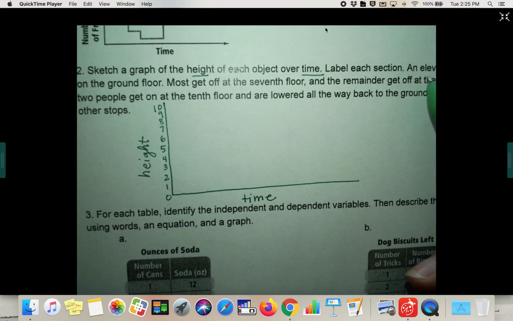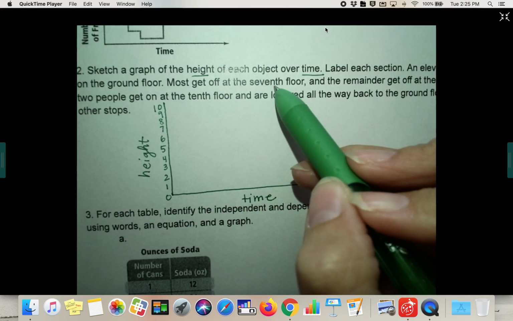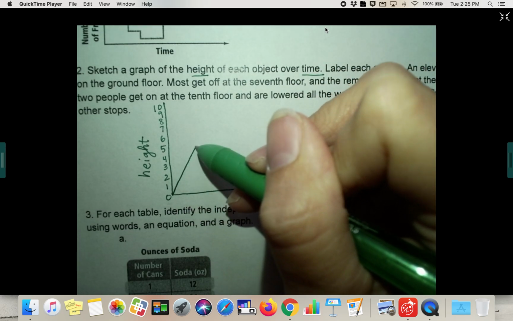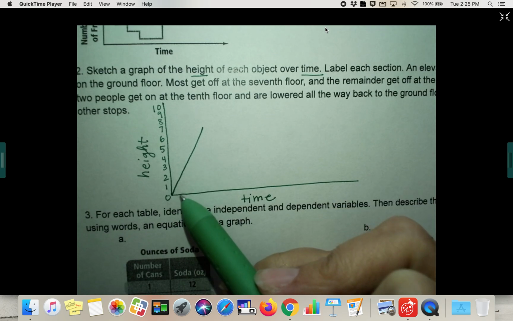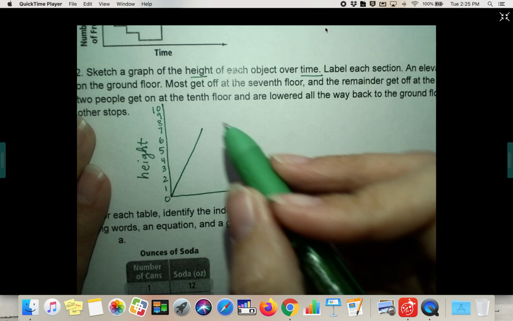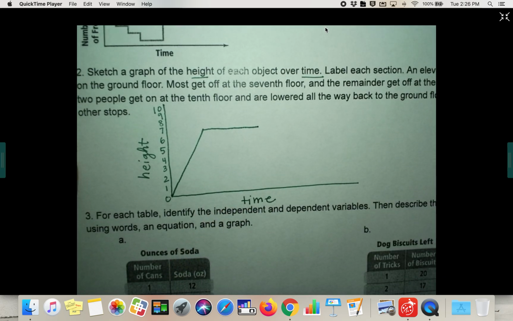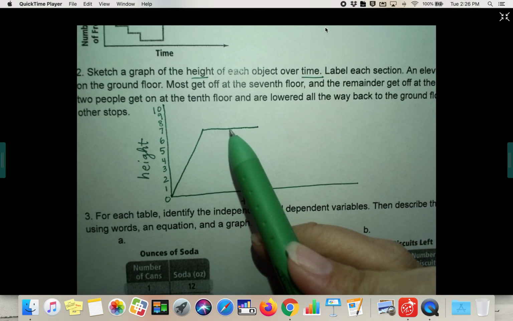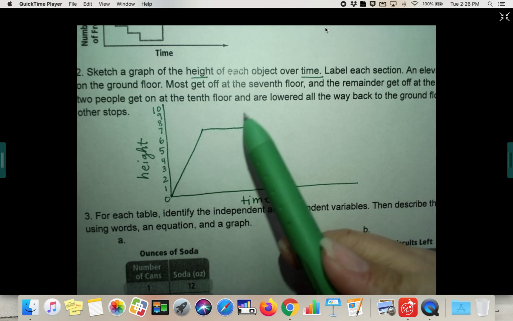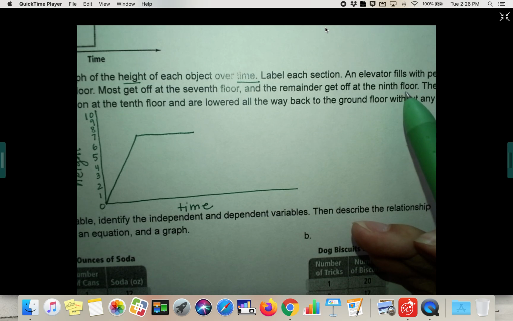So label each section. An elevator fills with people on the ground floor. So they're at the ground floor. Most get off at the 7th. So over time, this elevator is going to go up pretty sharply to the 7th floor. So as time goes on, it's going to stop at the 7th floor. Most get off at the 7th floor. So we're going to give them a little time, because that's most of the people. I don't know how many people were in there, but we're going to give it a long period of time where the elevator is not moving, because most of these people are getting off. Then the remainder get off at the 9th floor.